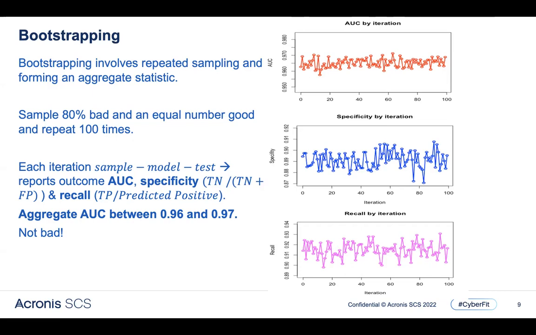In each iteration, each one of those 100 times, after we sample, we build a model, then we test the model, and in fact report here AUC and also the specificity, which is just true negative over those that are really negative, and the recall, which is the true positive divided by the predicted positive. And what we noticed is that the AUC here gets a little better from what we had before, somewhere between 96 and 97%. It's been pretty stable.